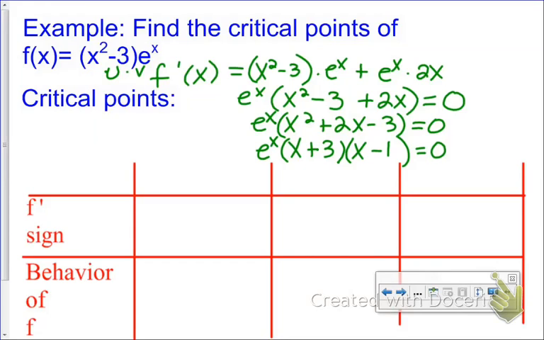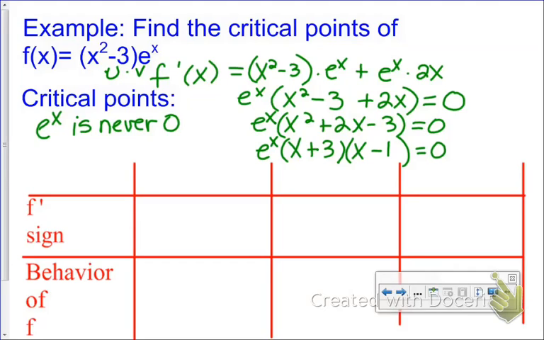So this is something to remember and keep in your head because you're going to see this a lot on these kinds of problems. e to the x is never 0, so we don't even have to worry about that as a part of our critical point answers. I'll put that up here as a reminder for us: e to the x is never 0. So no matter how complex the question looks, just remember that. You never have to worry about that piece of it.